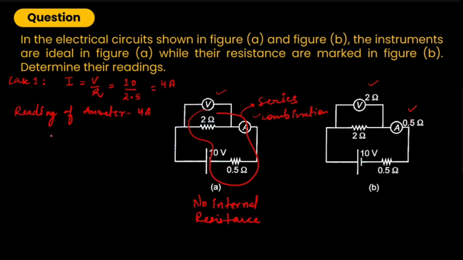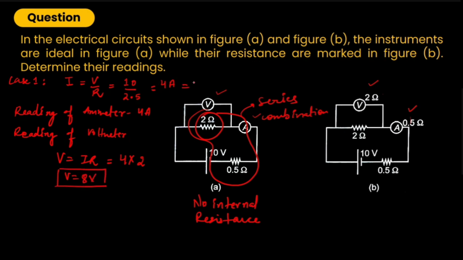But for the reading of the voltmeter, we have to use Ohm's law again. V is nothing but I times R. I is 4 and R is 2, because 2 ohms is the resistor across which we have to find the voltmeter reading. So it should be 4 times 2. So V is going to be 8 volts. That is the reading of the voltmeter and that is the reading of the ammeter. This is case 1 and these are the readings.